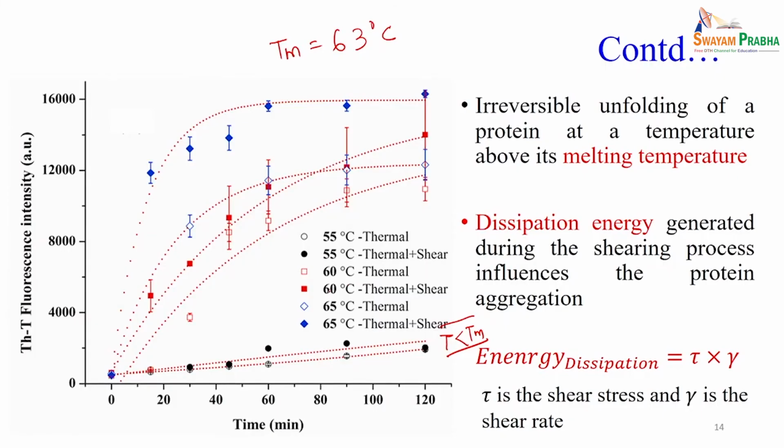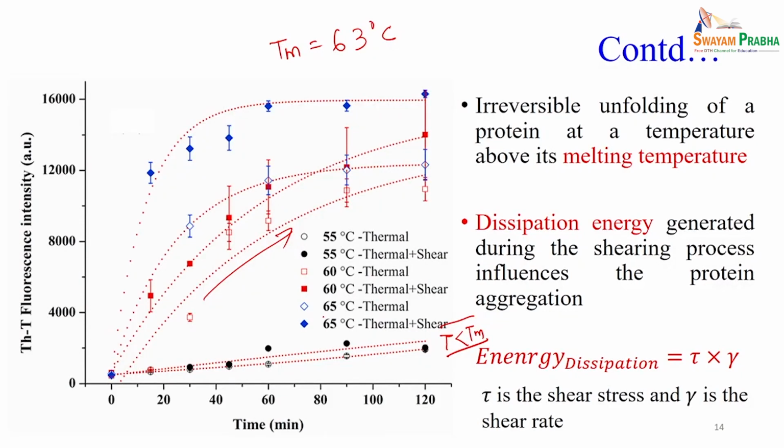However, if you just see the case of 60, there is aggregation with time. Also, if you apply the shear, again the aggregation is enhanced. It means once the unfolding is there, then application of shear is sufficient to form the aggregates. Further, if you see the 65, this is only thermal. And again, if you add the shear, it is further enhanced from here to here. This was enhanced from here to here at 60.